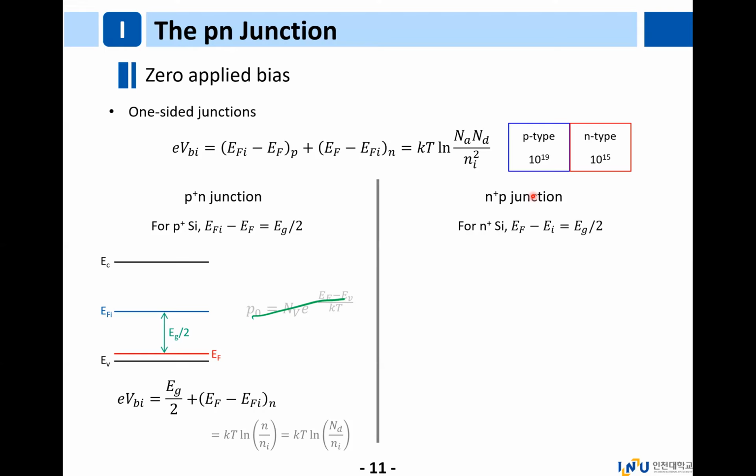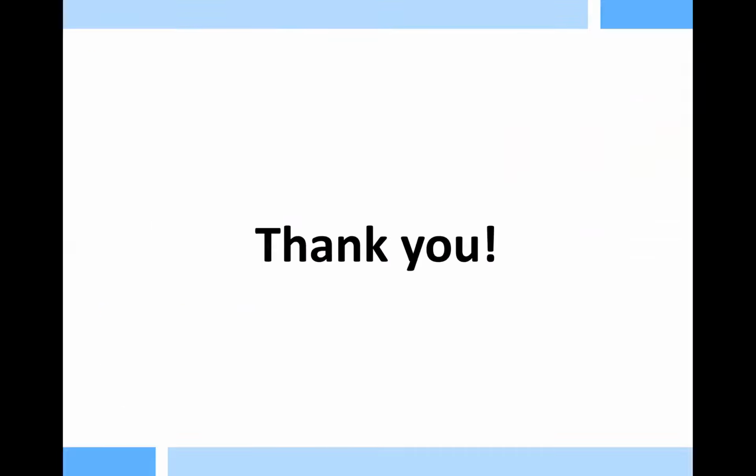So in summary, in cases where semiconductors are highly degenerate, such as in one-sided junctions, you cannot apply the Boltzmann approximation, and you need to derive equations appropriately for the situation. Okay, so that's it for today's class, and thank you for listening.